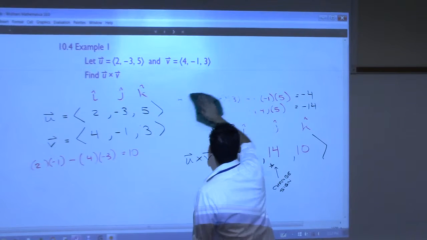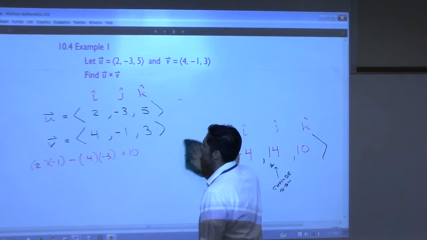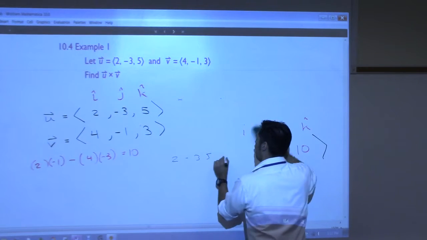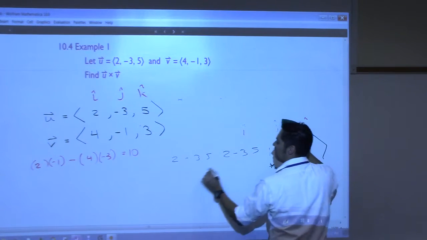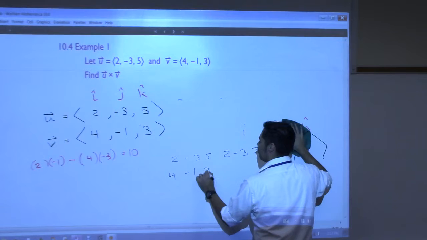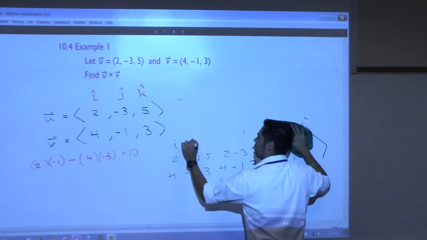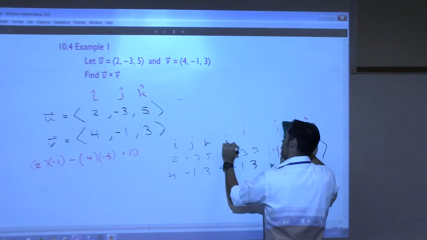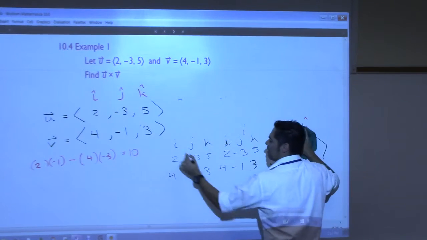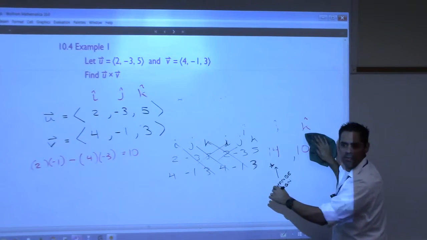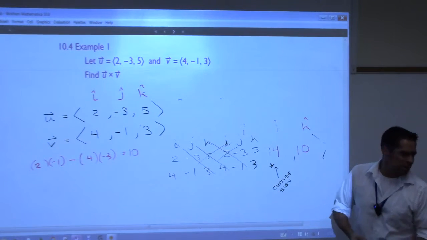Yeah. Okay. I've seen it where you write these down, like 2, negative 3, 5, and then you write it down again, 2, negative 3, 5, and then 4, negative 1, 3, and then 4, negative 1, 3. And then i, j, k, i, j, k. And then you do these diagonals and then go backwards. Have you all seen that before? Okay, so there's all these different ways of doing it.